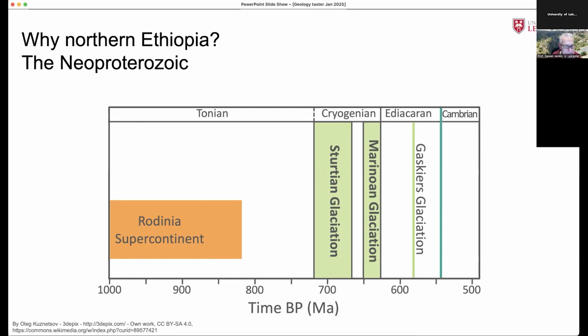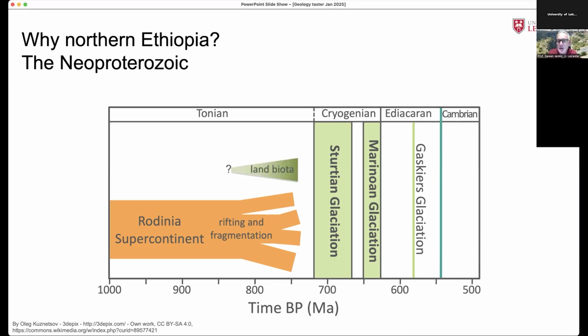And around 800, Rodinia started to break up. Okay, so we had rifting, fragmentation of this vast supercontinent. So the planet was starting to change. And if you have lots of rifts, you have lots of subduction zones, etc., etc. So the oceans are changing. And interestingly, around that time was the first time we actually developed a land biota, so plants on land.